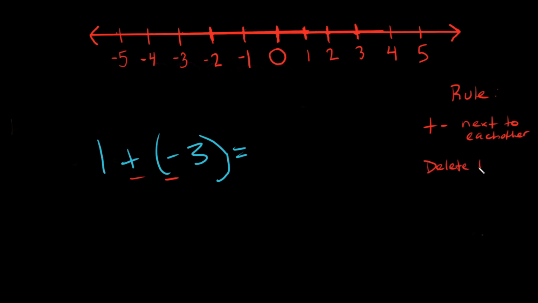delete the plus. What do I mean by that? Literally, just cross it out, get rid of it, okay? And rewrite whatever you have left. So we have 1 minus 3. What is this equal to?